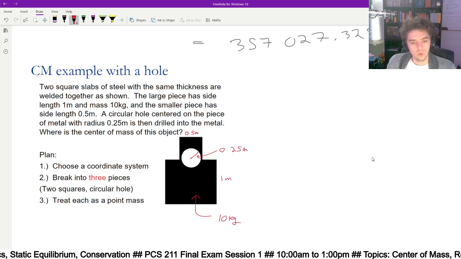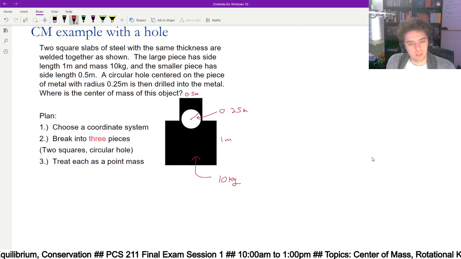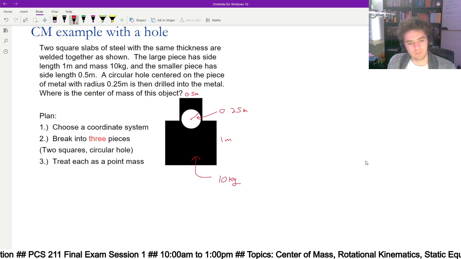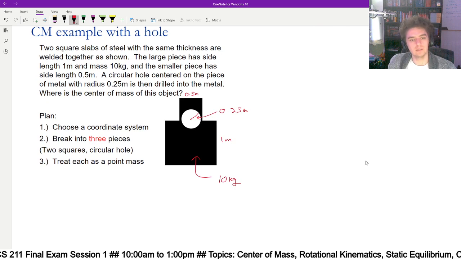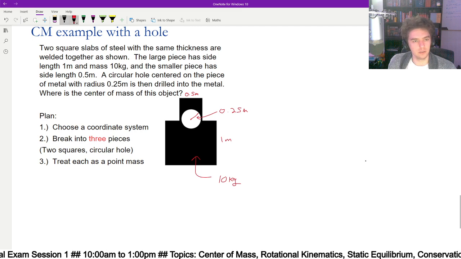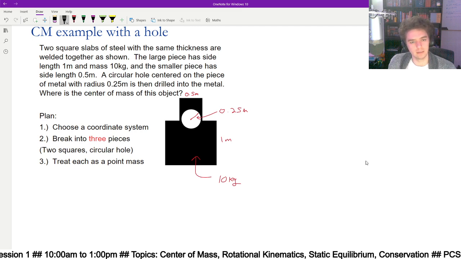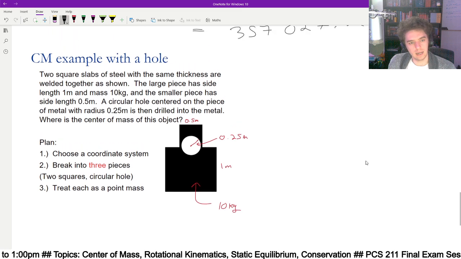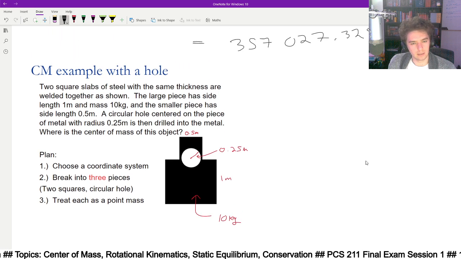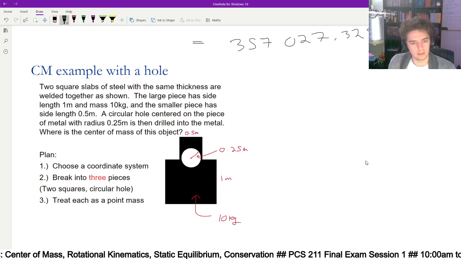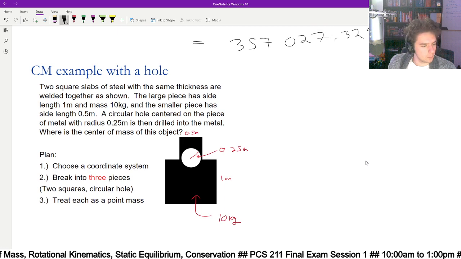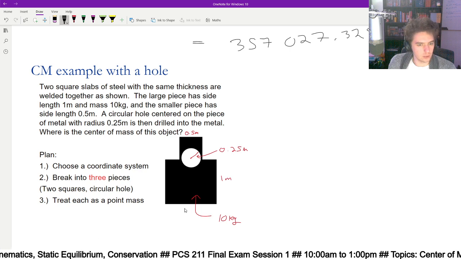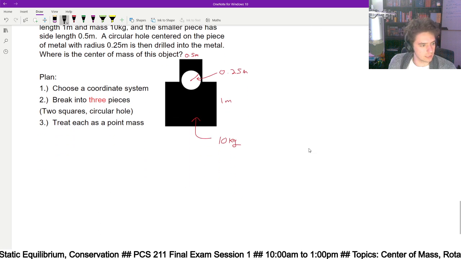So with this one, when you have a piece being taken out of another larger piece, you can treat it as a negative mass. So you do the same thing, but you just call it a negative mass. So let's say we don't know any other information. 10 kilograms, the smaller piece has that. Yeah. So I think for this one we don't use the kilograms. So there's another way of doing this.